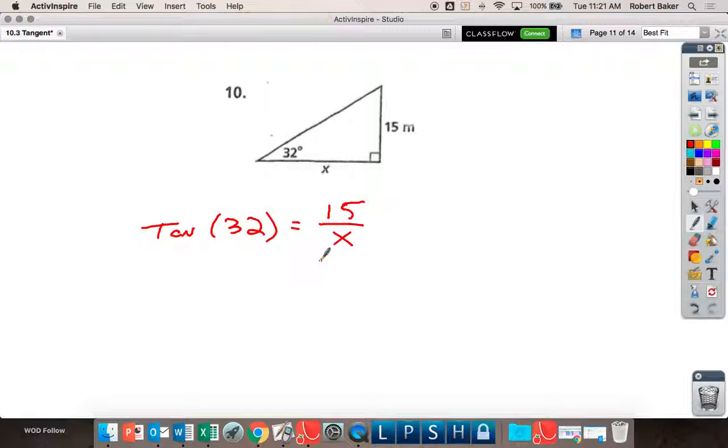Is anybody concerned why I'm putting parentheses there? So you don't multiply. Your calculator does that. I just want you to be comfortable with the way it looks.